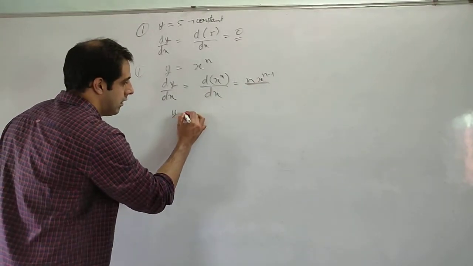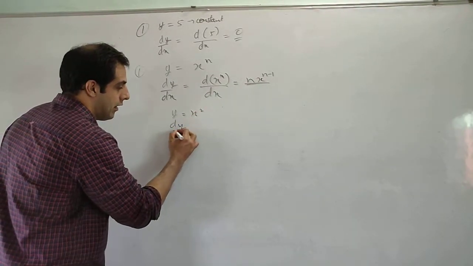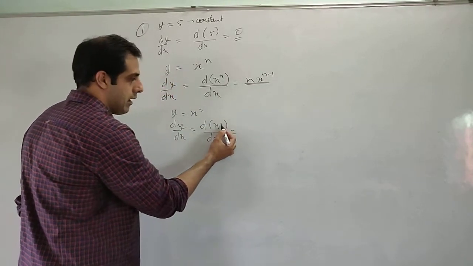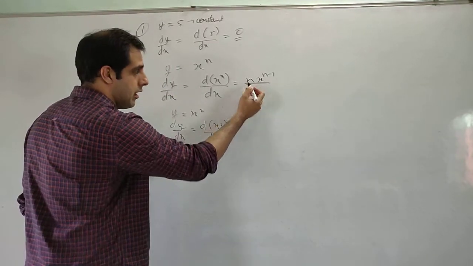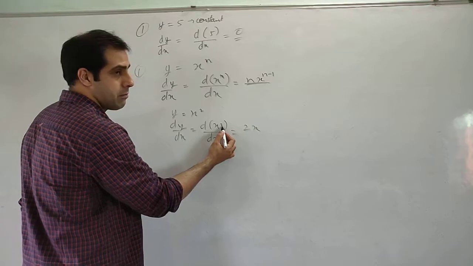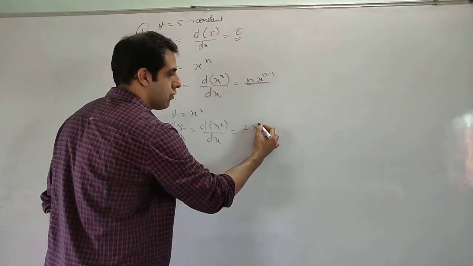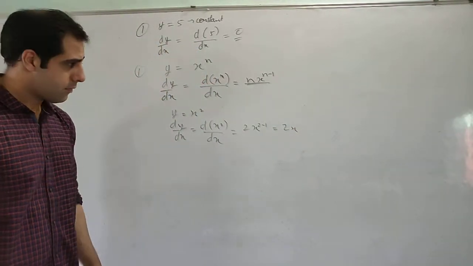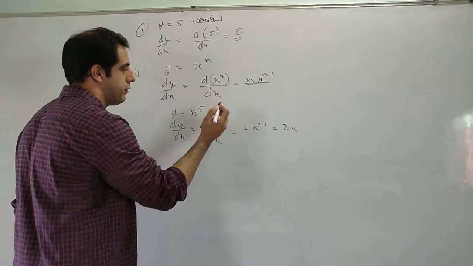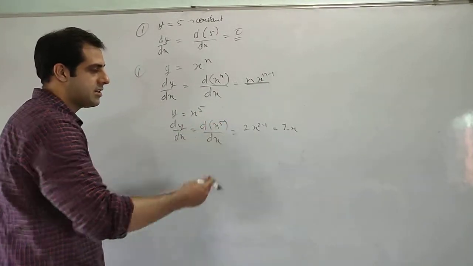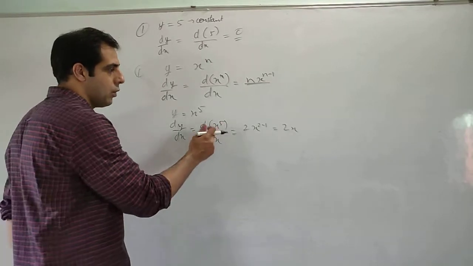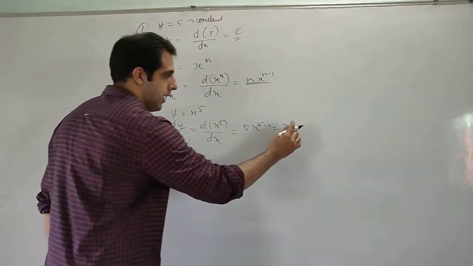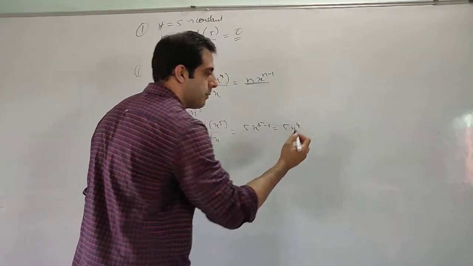Take an example. Y is equal to x square. Dy by dx will be equal to differentiation of x square with respect to x. The value of n is 2. It will come here. The power will be reduced by 1, n minus 1. So 2 minus 1, and the result will be 2 into x to the power 1. Take another example, x to the power 5. Dy by dx equals differentiation of x to the power 5 by dx. What will happen? Power will come here, x to the power n minus 1, and this will be equal to 5x to the power 4.